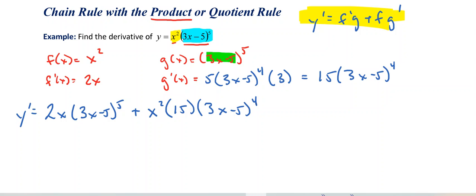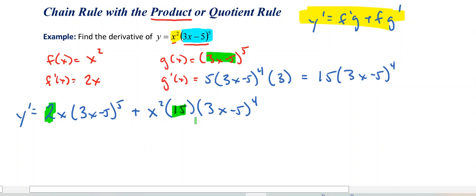But what we want to now do is simplify this by looking for common factors and factoring them out. So let's look at the coefficients or the numbers. I have a 2 here, and I have a 15 here. There are no common factors for those, so leave them alone. I have some powers of x's. I have x to the first, and I have x squared. Least common factor is an x, so I can pull out 1 power of x.